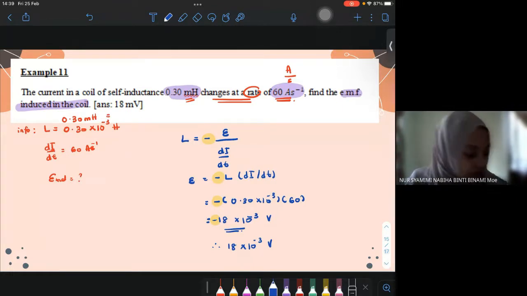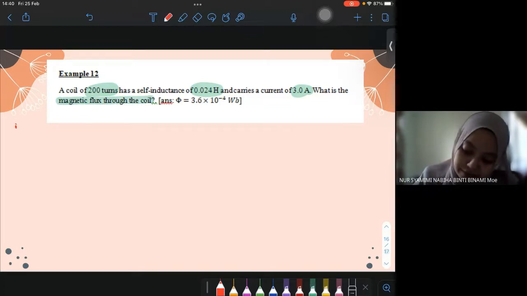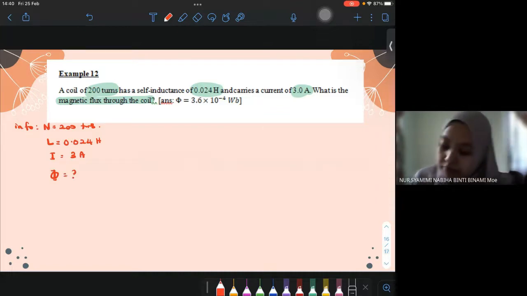Okay, example 11, settle. We go to example 12. A coil of 200 turns have a self-inductance of 0.024 Henry and carries a current of 3 ampere. What is the magnetic flux through the coil? So info, we have N equals to 200 turns, we have the self-inductance, which is L equals to 0.024 Henry, and we have current equals to 3 ampere. Sebenarnya flux equals to berapa? So what formula should we use?